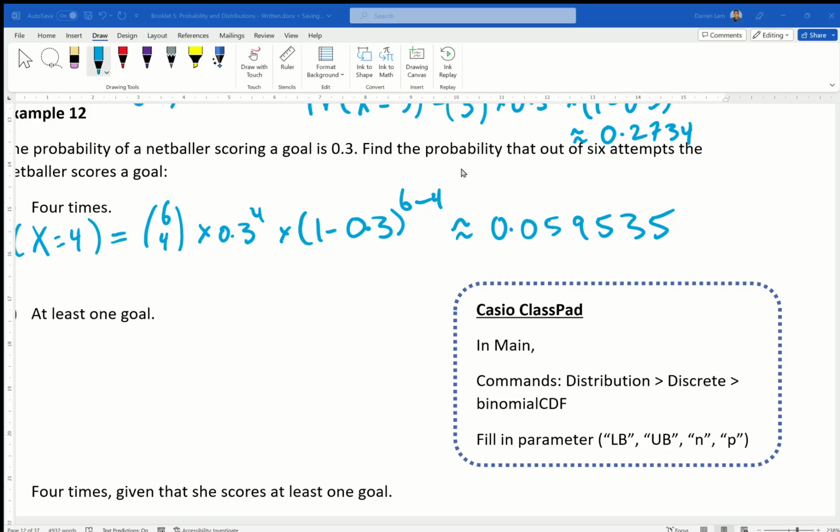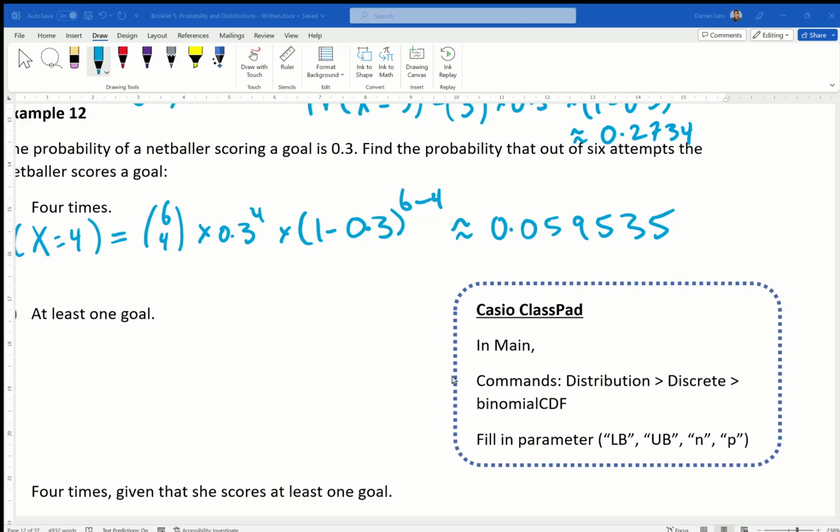Great. X is the specified trial, so an integer from 0 to n. Right, I'm going to put in, what was it, 4. So I want to get 4 goals. Number of trials, how many times am I attempting? 6 times. And finally, a probability of success is 0.3. Hit OK. And there's our answer.